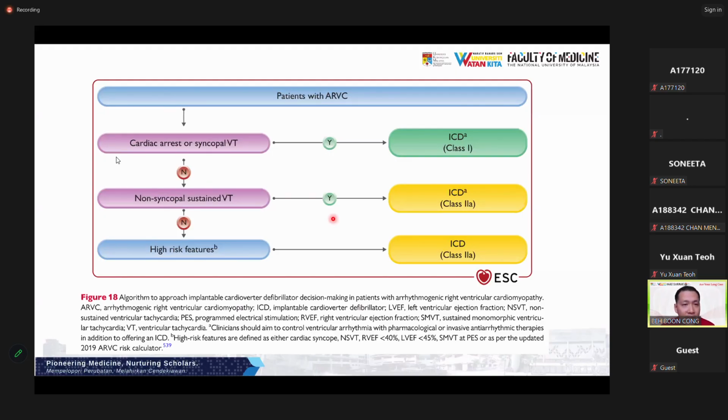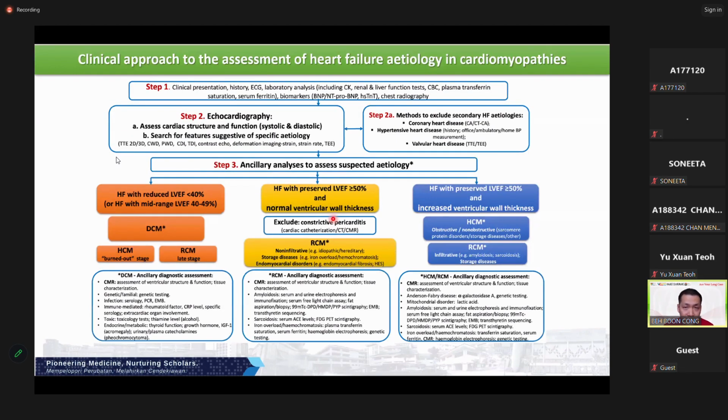Next is your ARVC. I think Dr. Aship mentioned that ARVC is not only purely for the right heart, the right ventricle, it can be the left ventricle as well. Commonly patients present with arrhythmia, especially VT, VF. So they need to be on an ICD for this group of patients.